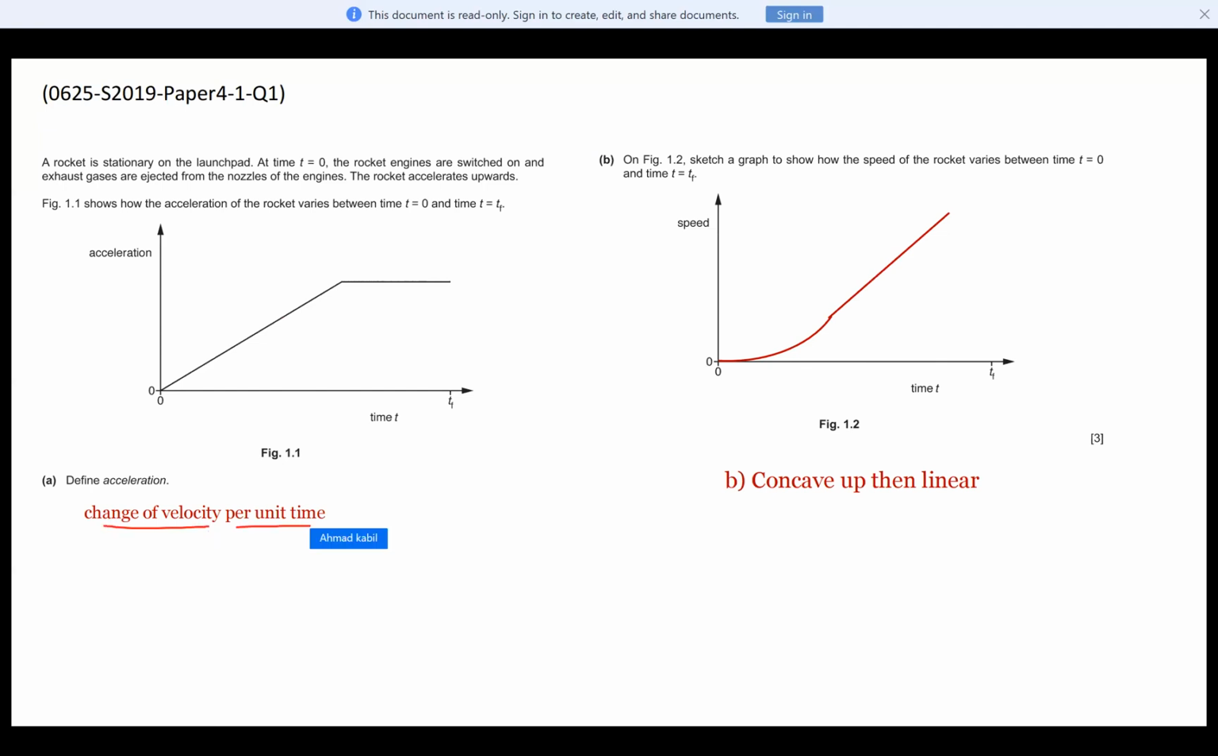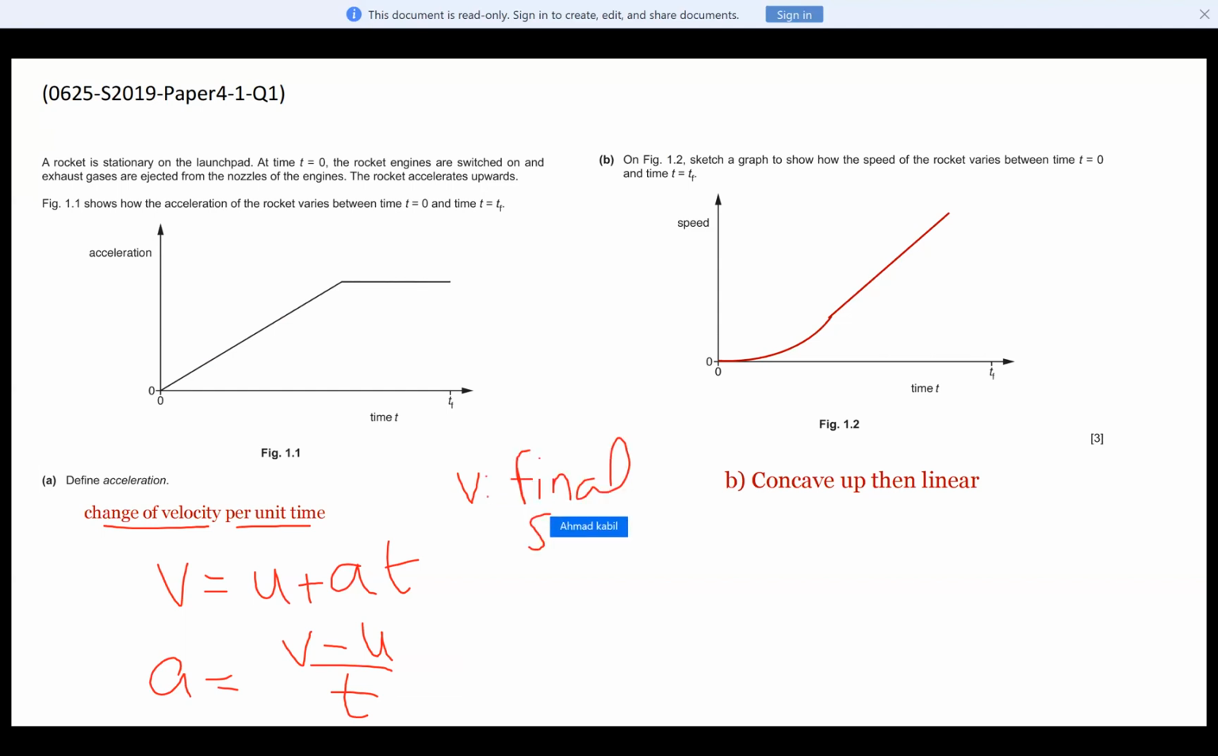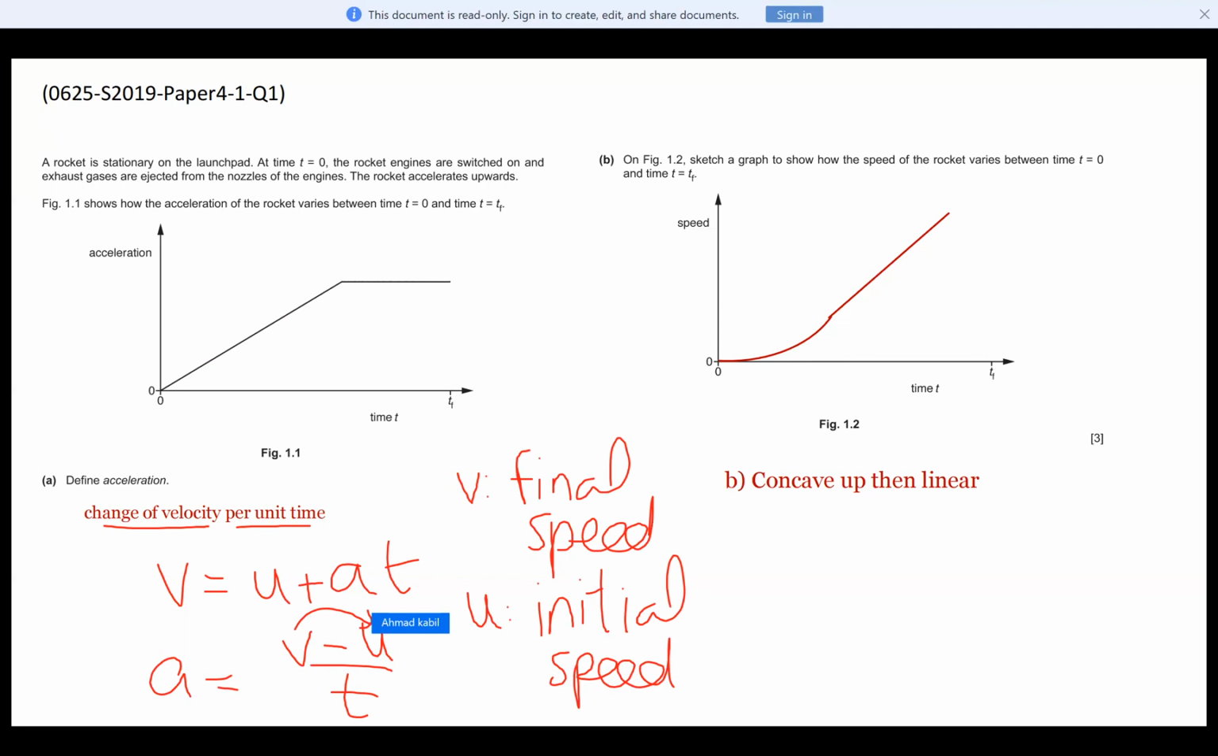And we should know that there is a very famous equation, v equals u plus at, or actually in another sense, a equals v minus u over t, where v is the final speed and u is the initial speed. So therefore, v minus u would be the change in speed or the change in velocity, more accurately, divided by the time. So we say per unit time, and this is very important. You cannot just say it is the change in velocity or the increase in velocity. You have to say it's the change of velocity in 1 second or per unit time.